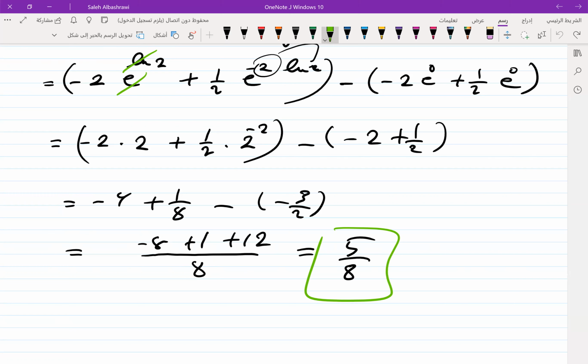So this is the idea of finding the integration of a vector field along a given curve. It is F dot dr, which is equal to F of r of t multiplied by the derivative of the equation of the curve r of t.